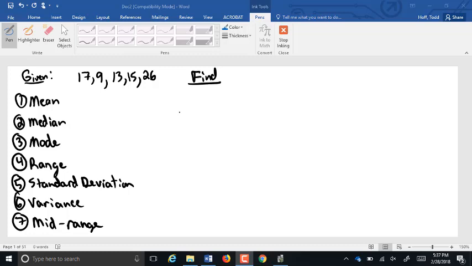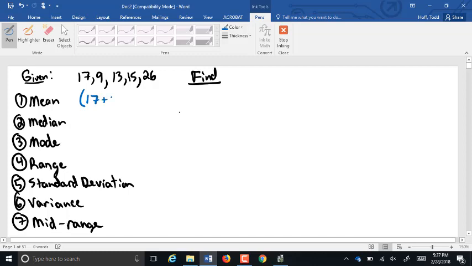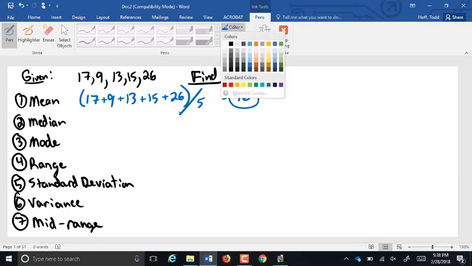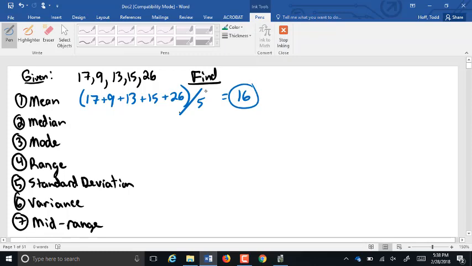On the ones that you have done. So the mean, how do we find mean? All right, so we add them all up and divide by the number. So 17 plus 9 is 26, plus 13 is 39, plus 15 is 54, plus 26 is 80, divided by how much? 5, which gives us 16. Now we divided by 5 because there's 5 numbers in the list.